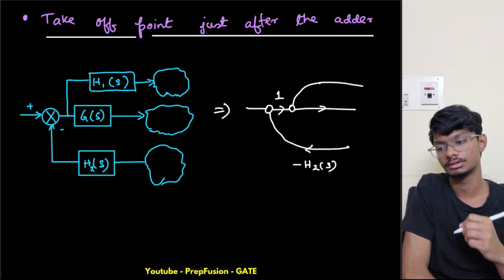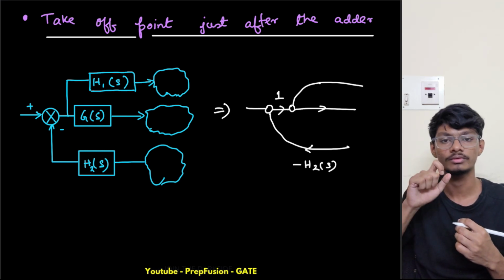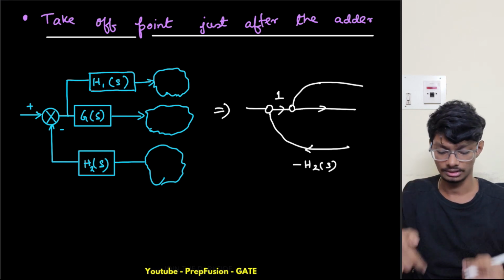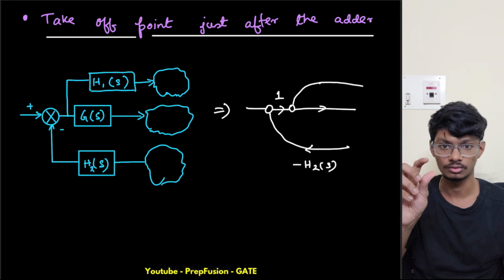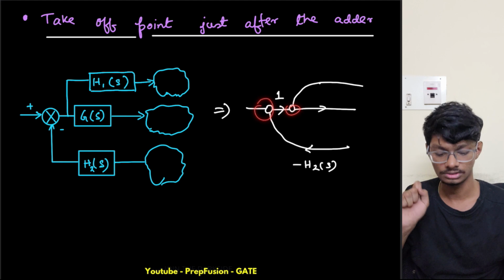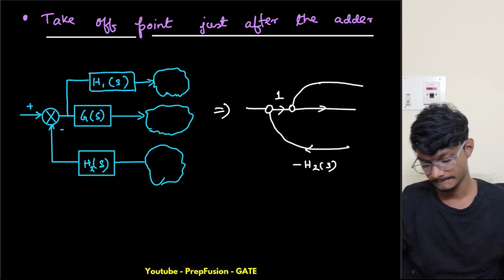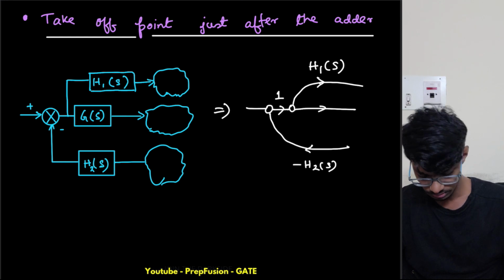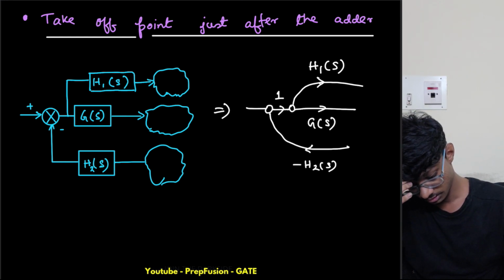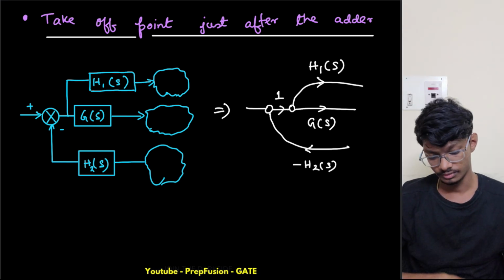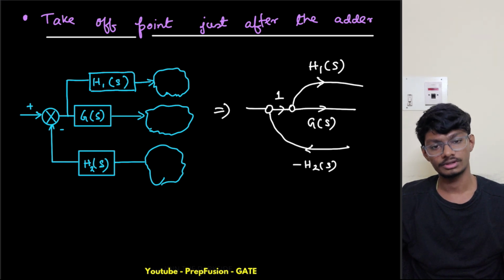But just to be on the safer side, because combining may cause a few calculation mistakes while solving questions, and we can combine this into a single node also, which I will show. If I am taking them as different nodes, I will assume the gain as 1. So what is the gain of this? This is H1 of s, this is G of s, right, and this is H2 of s. So this is how we can convert it.